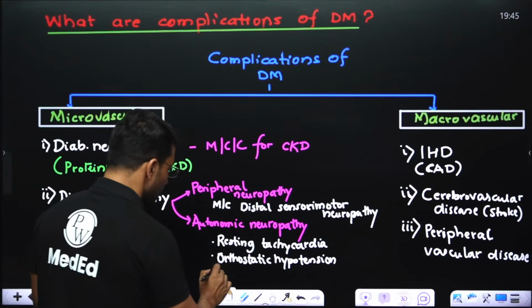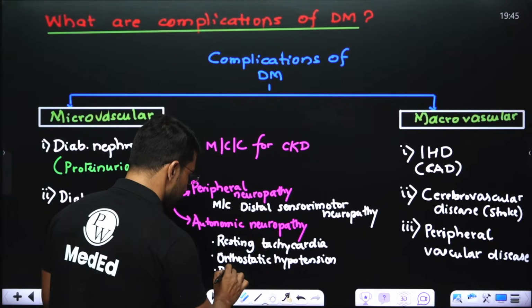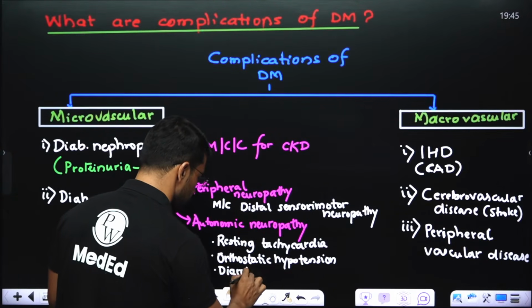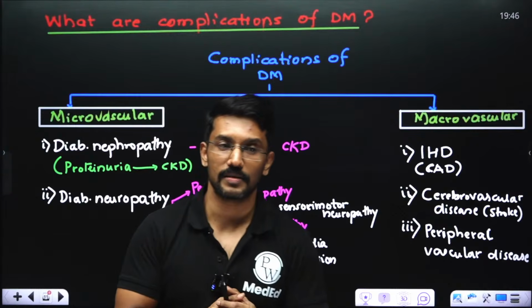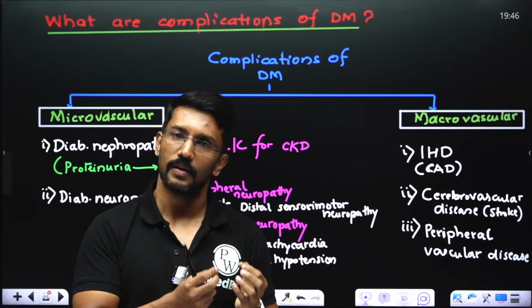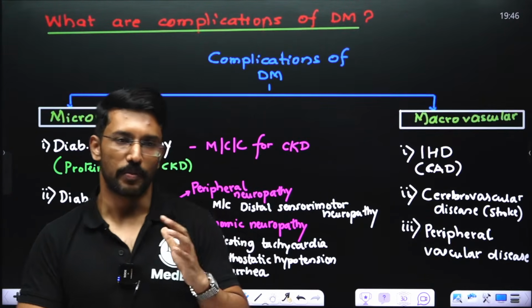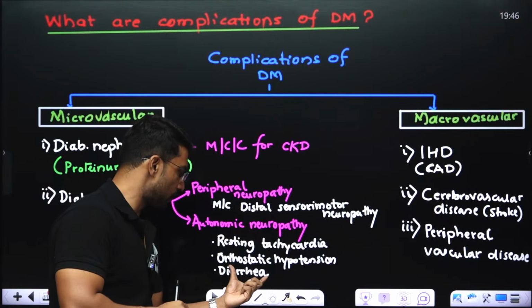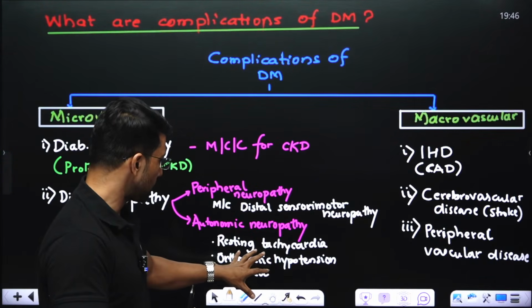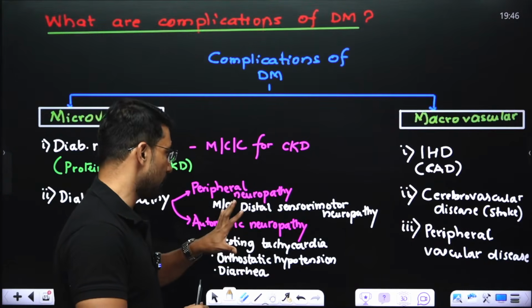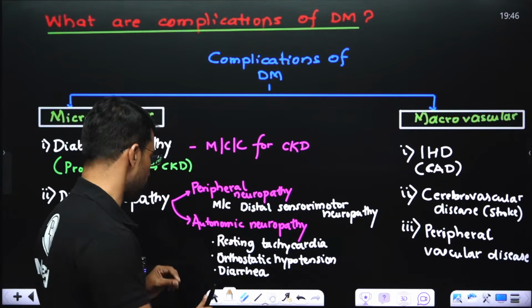Okay. The third thing it can lead to is diarrhea. Diarrhea, because even your peristalsis is under the control of the autonomic nervous system. So impairment can increase your bowel motility and cause diarrhea. So diabetic diarrhea, orthostatic hypotension, and resting tachycardia. These are the manifestations of autonomic neuropathy.